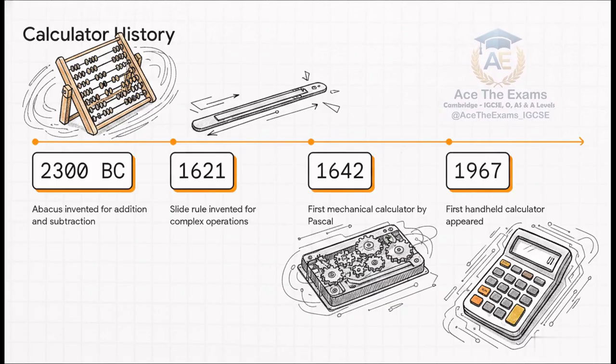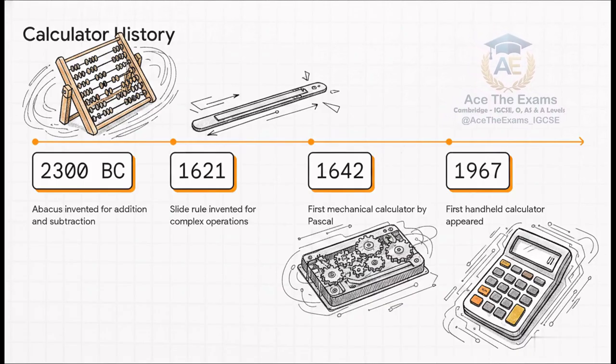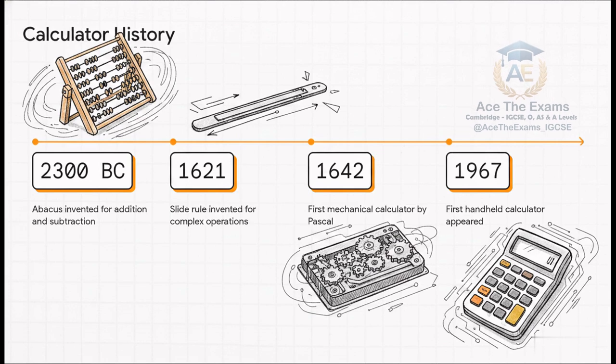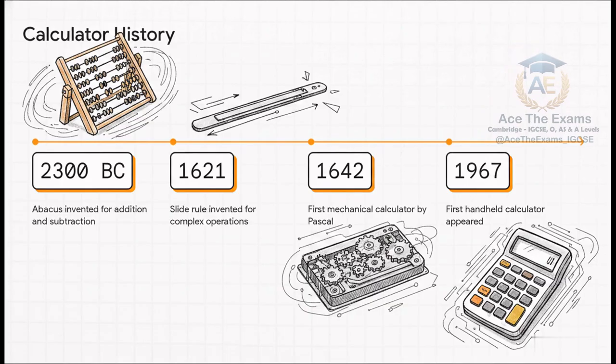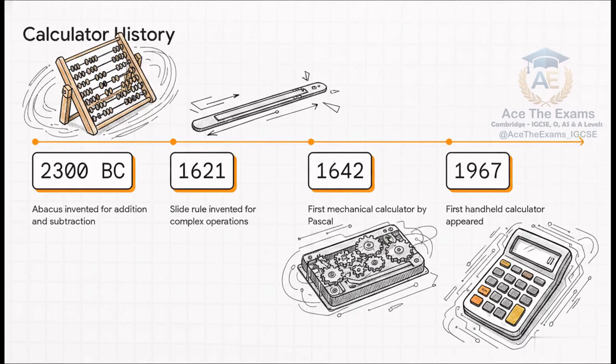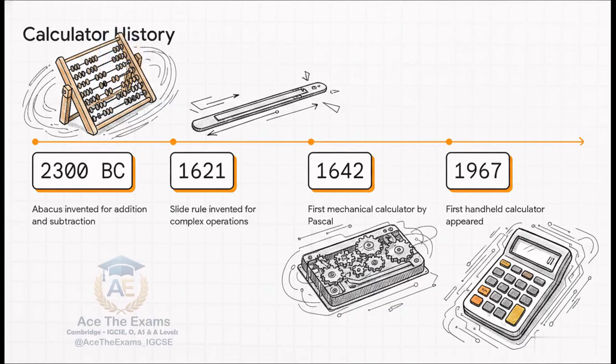Fast forward quite a bit to 1621, and the slide rule enters the scene. This enabled significantly more complex operations and was the go-to tool for engineers right up until the 1970s. Then, in 1642, a mathematician named Blaise Pascal introduced the first mechanical calculator, which utilized a wildly complex system of physical gears. But the real shift, the moment everything changed, was 1967. That is when the first handheld calculator appeared, entirely made possible by the development of the integrated circuit.